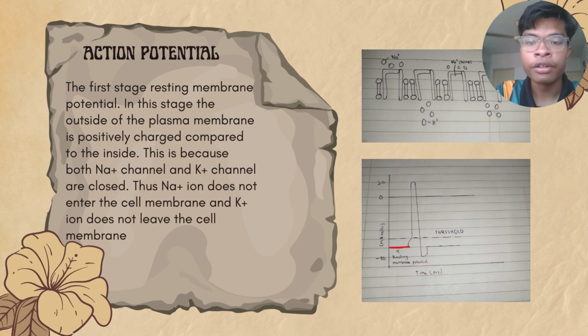Now, on to the first stage, which is resting membrane potential. As I explained earlier, in this stage, the outside of the membrane is more positive compared to the inside. This is because both the sodium channel and potassium channel are closed, meaning there is a high concentration of sodium outside the cell membrane and potassium inside the cell membrane, making the cell membrane negative inside and more positive outside. As you can see from the graph, there's a red line. That is where the resting membrane potential is.